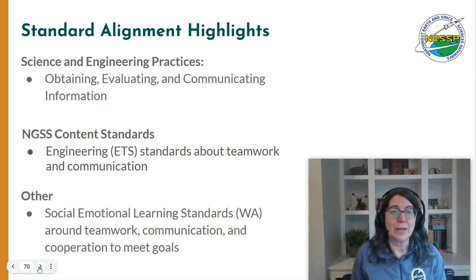Some standard alignment highlights for this lesson include the science and engineering practice of obtaining, evaluating, and communicating information. This is a little bit different type of communication. They're trying to communicate information about themselves, their communities, and their mission using those visual symbols. There are also some NGSS content standards for engineering around teamwork and communication. And finally, social emotional learning standards in Washington State around teamwork, communication, and cooperation to meet goals.